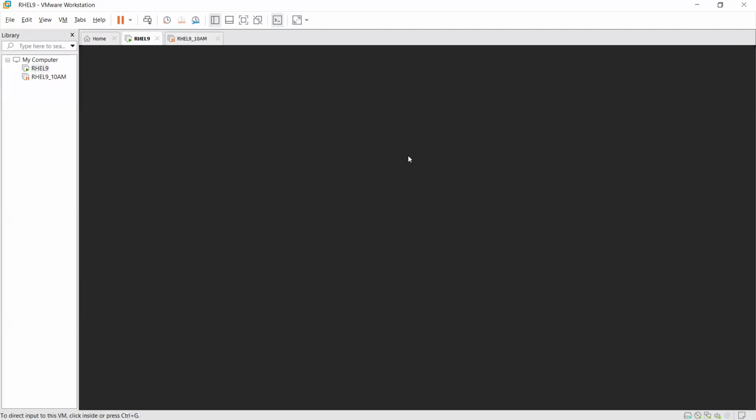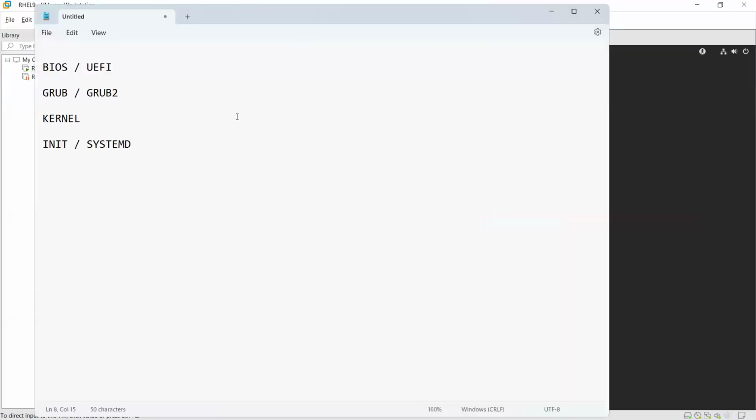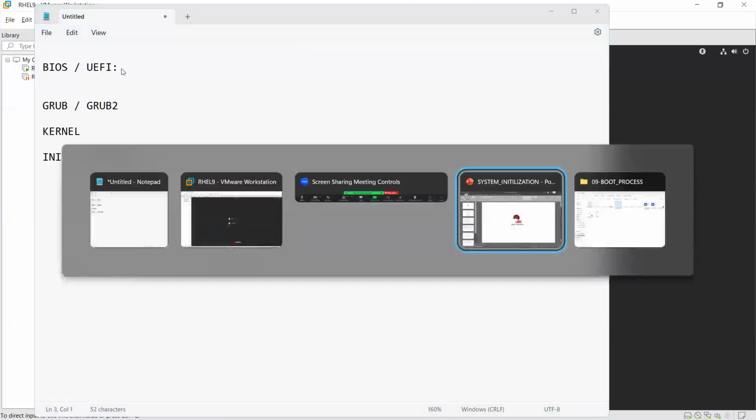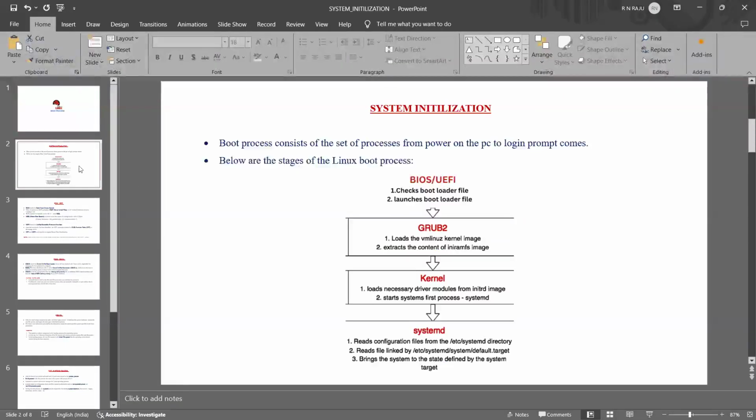So what are the stages here? The stages are, first, BIOS or UEFI, then GRUB or GRUB2, the kernel, and the init or systemd process. I will explain each stage one by one. So generally, what is meant by BIOS? BIOS means Basic Input Output System. Here I will show you what the stages are.